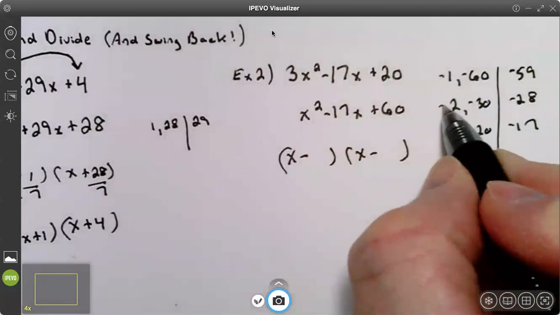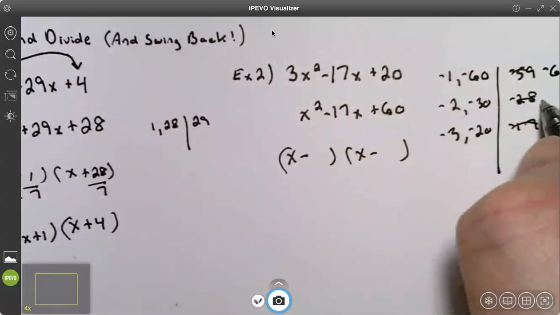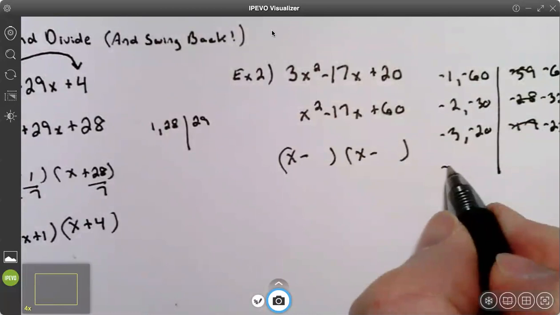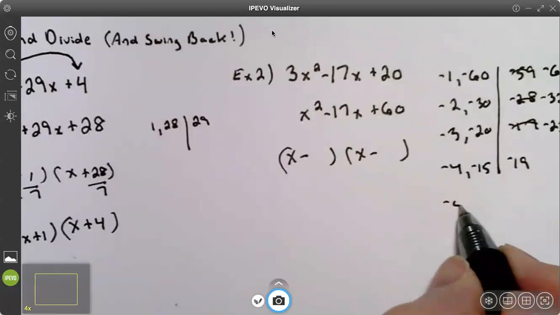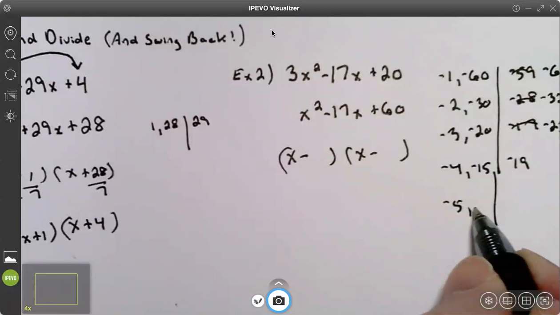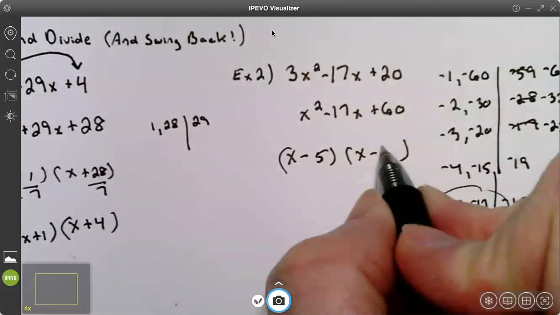So let me correct this. Both of my numbers have to be negative. So both of my numbers here have to be negative. So that's negative 1 and negative 60, negative 2 and negative 30, negative 3 and negative 20, and negative 4 times negative 15 is positive 60, but the sum is negative 19. Negative 5 times negative 12 is positive 60. When I add them, I get negative 17. So there's the answers I'm looking for. Negative 5 and negative 12.